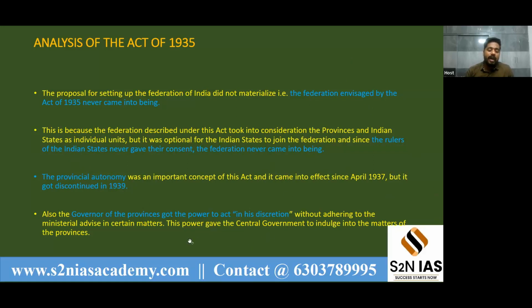Also, the governor of the provinces got the power to act in his discretion without adhering to ministerial advice in certain matters. This power allowed the central government to interfere in the matters of the provinces. The central government could use the governor as its agent, and in the name of discretion, he could dismantle all the democratic setup which was established by the previous acts.